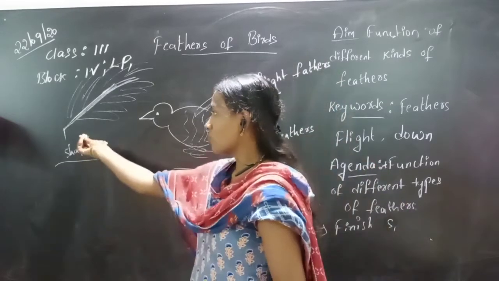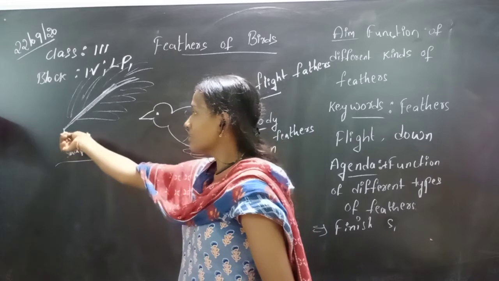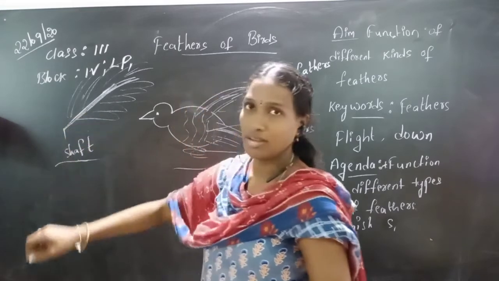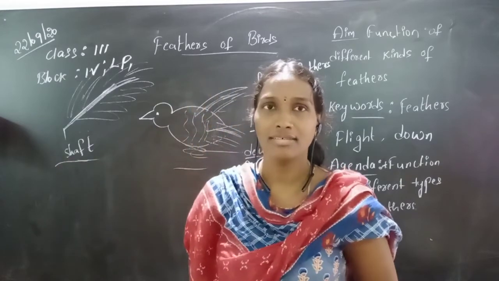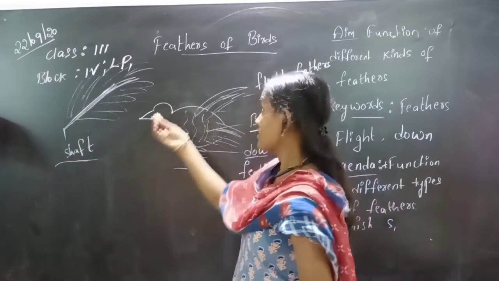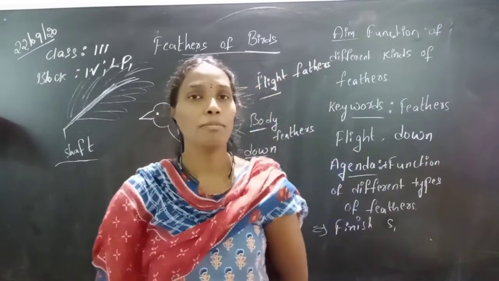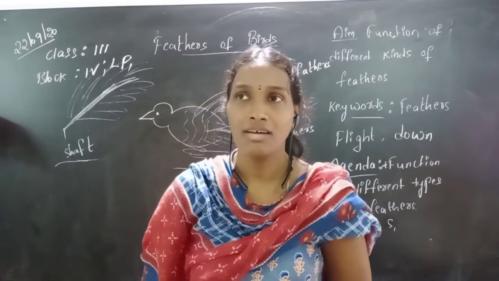This is the structure of a feather, and we have a thick stick-like structure. This is called the shaft. Did you get the answer? Yes, that is a bird. A bird's body is completely covered with feathers.